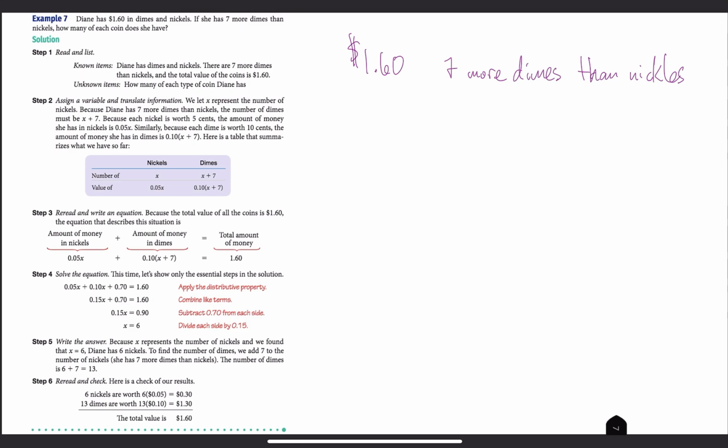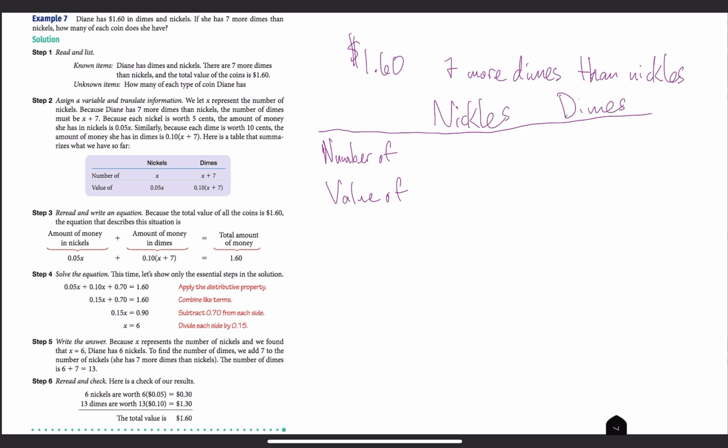7 more dimes than nickels. So we can make a little chart here. I do like this little chart. So they have the number of, and the value of, let's see, nickels, dimes. So nickels are 5 cents each. So the value is 5 cents times however many nickels we have.